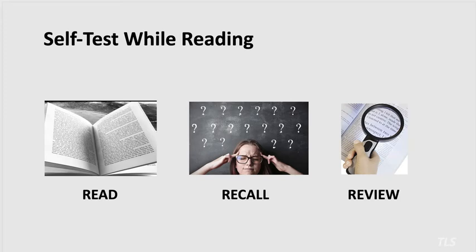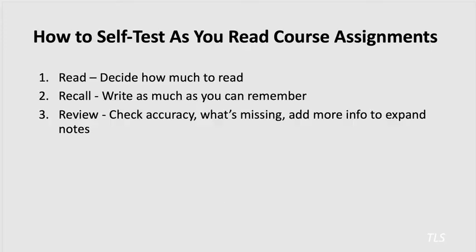The procedure involves 3 steps. First, you read a bit of material. Second, you put it aside and try to recall what you just read. And third, you review by looking back at the assignment to check your answer. Use this strategy to read the entire assignment. Read a segment, recall what you read, and check your answer, and then move on to the next segment. Let's look at what is involved in each step.